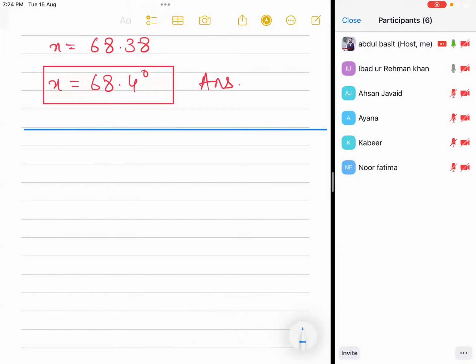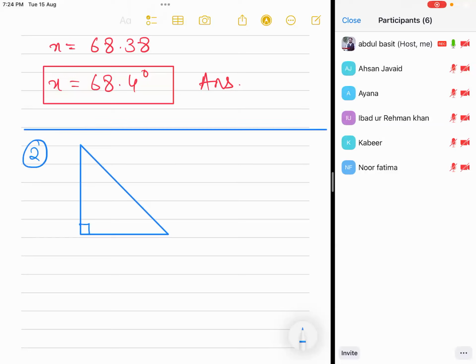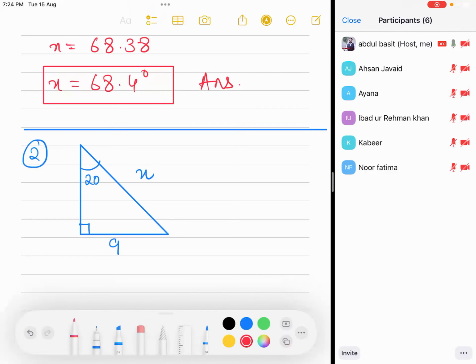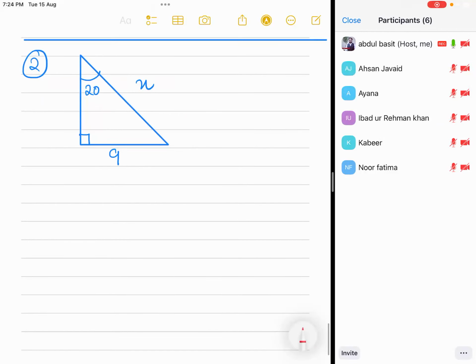Okay, now it's time to write a second case. A second case in this question using trigonometric ratios is, for example, this angle is 20 degrees, this side is 9 and this is x. Ibad, naming the sides is very much important.